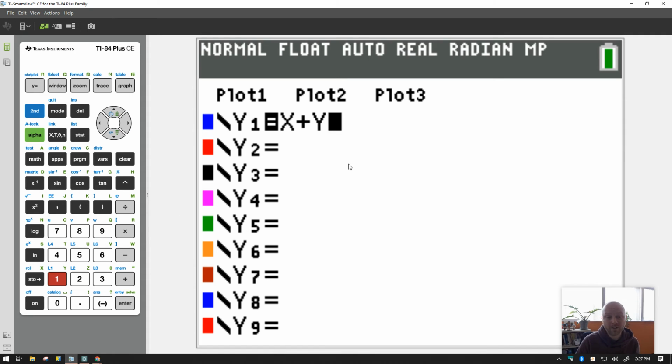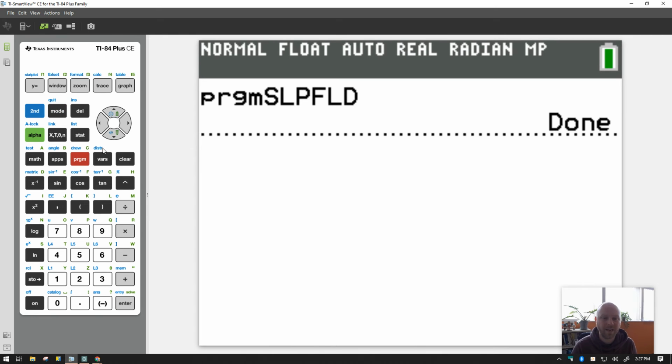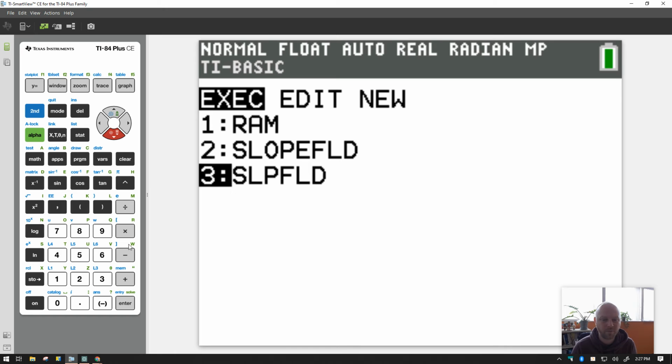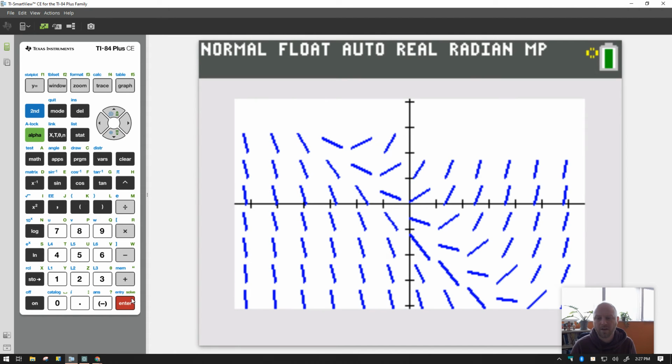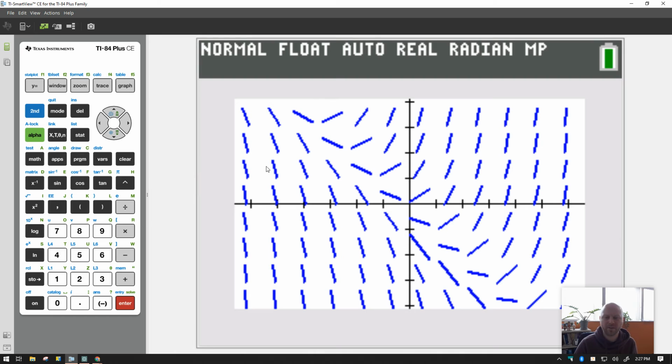Now, don't try graphing this. Don't hit the graph button. Your calculator's not going to like it. You can't put y's into a function form, but you can do this: hit enter, just get out of there, and now your program can use it. So we're going to go to the slope field program once more, hit enter, and we should, oh, interesting. Okay, so we've got all of that.